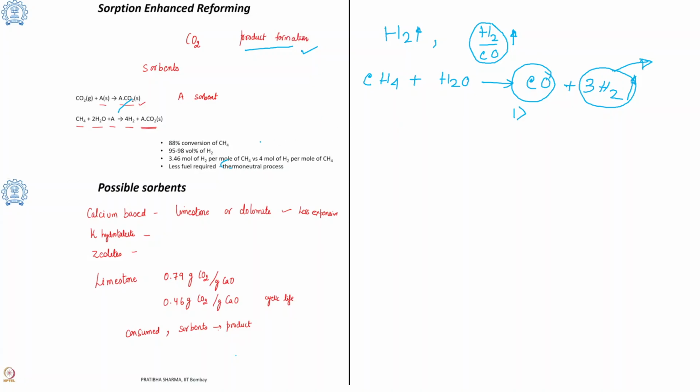Here some adsorbent is used to adsorb carbon dioxide, or some other gases, or carbon monoxide or hydrogen gas. If we adsorb this sort of gas, the kinetics will be favored and the rate of reactions will be higher.